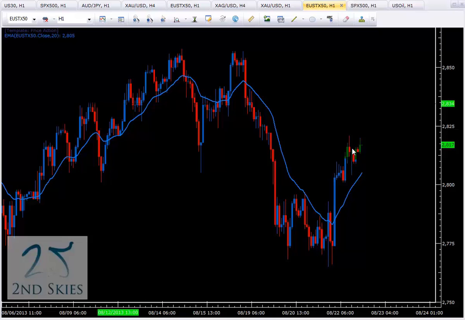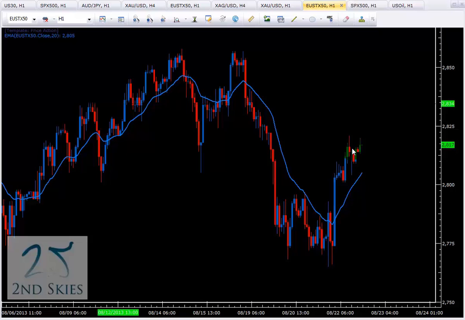Oftentimes, to have a good day trading Euro stocks could be to get 10, 15 points. The S&P, if you can get 5, 6, 8, 10 points on it, that's generally a good day. But on gold, $5, $6, $8 would be nothing. 10, 20, 30, now that's a good day. So as a whole, if it's moving in its normal way.